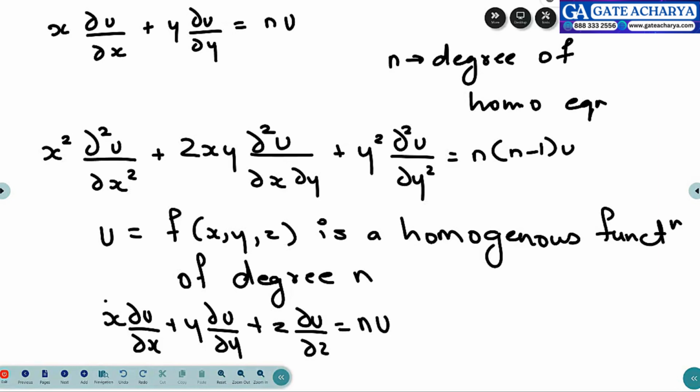Now second order is very lengthy. What is x plus y plus z the whole square? x square plus y square plus z square plus 2xy plus 2yz plus 2zx. Like that you will write it. It will be a very lengthy left hand side. So not even asked. First order is sufficient for 3 variables.